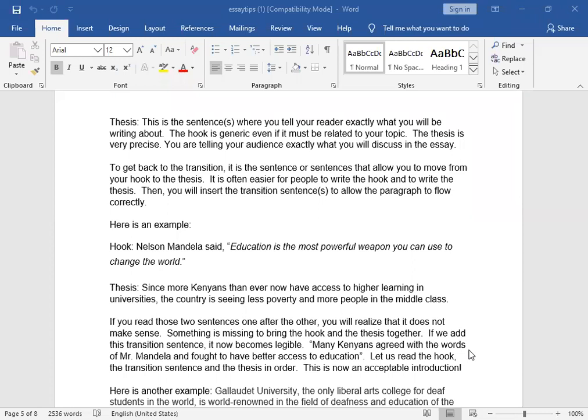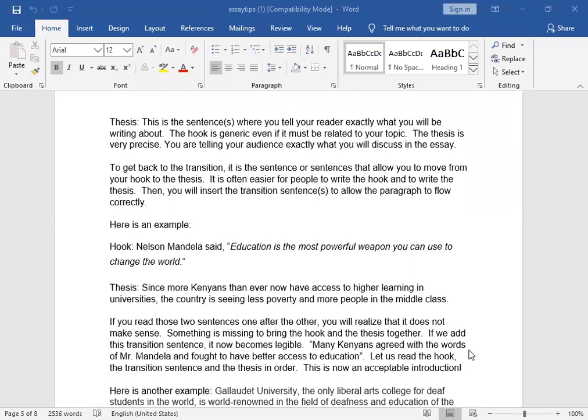So if you read those two sentences one after the other, you will realize that it does not make sense. Something is missing to bring the hook and the thesis together. If we add this transition sentence, it becomes legible. Okay? And here is the transition sentence. Many Kenyans agreed with the words of Nelson Mandela and fought to have better access to education.